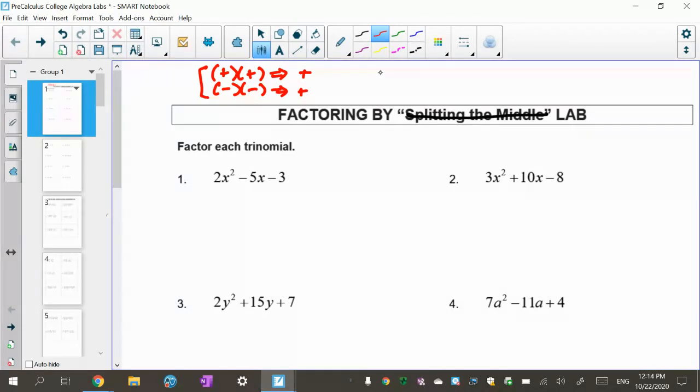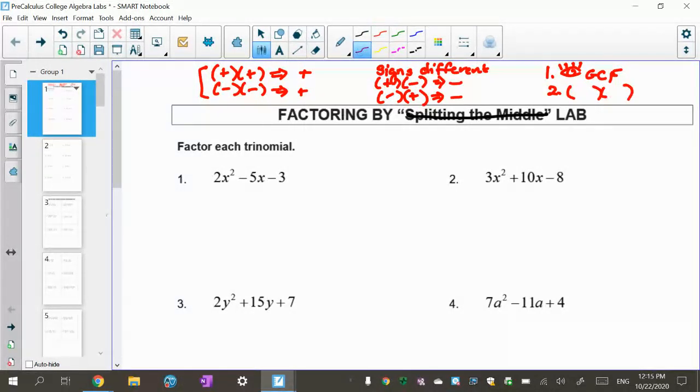If your last number is negative, that means my signs are different. I could have a positive times a negative, and that would yield a negative number, or a negative times a positive. So my signs are opposite in that case. When we factor, I usually have a couple rules. My first rule is I always check with my eyeball first to see if I can find a greatest common factor. If I can't, then I try with two parentheses for factoring.